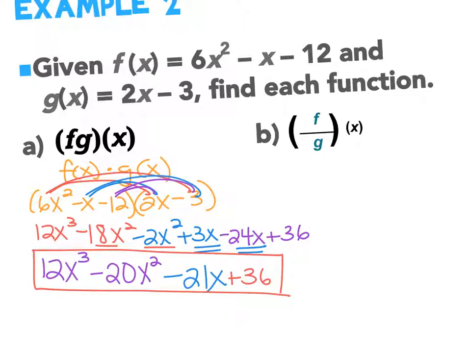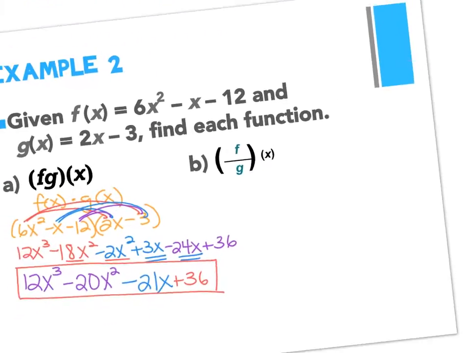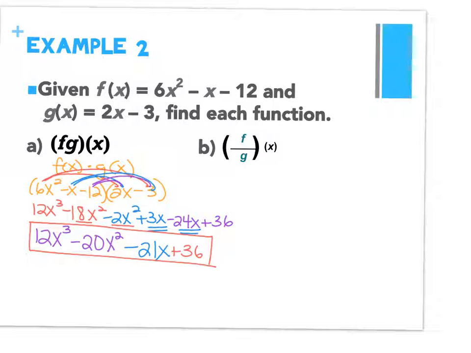All right, and then B says divide f divided by g. So obviously the order is important. The f has to go in the top, and the g has to go in the bottom.